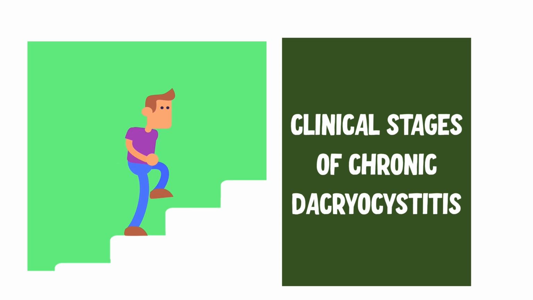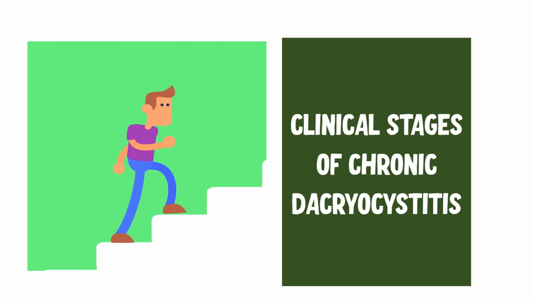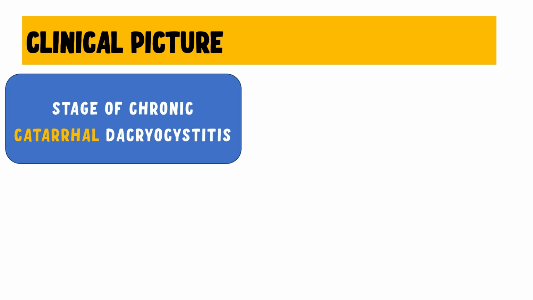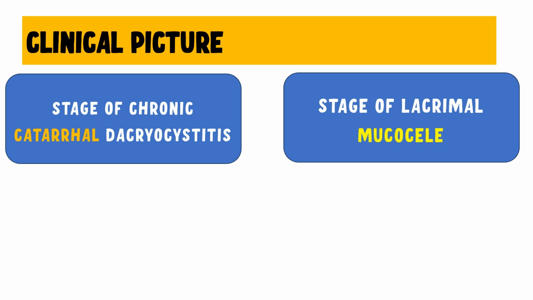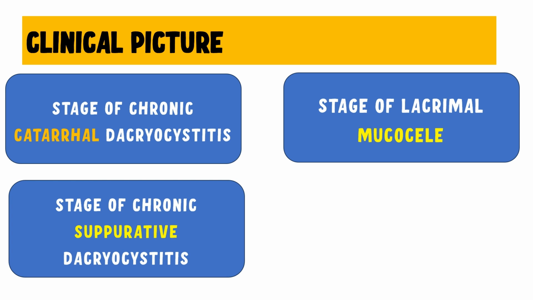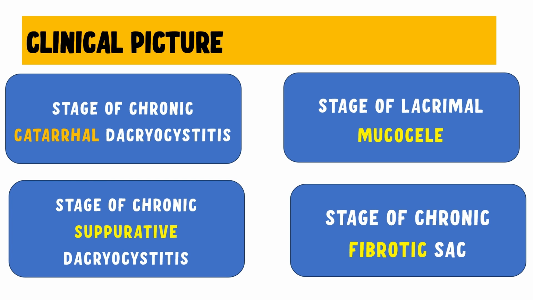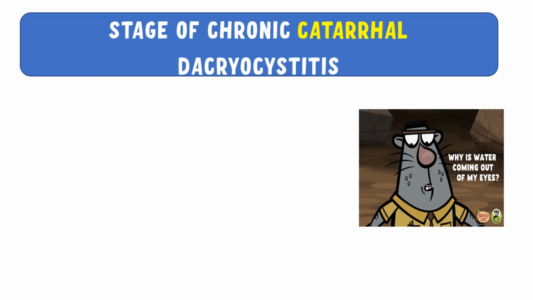Now we are going to study about the clinical stages of chronic dacryocystitis. The clinical stages are basically four. We have stage of chronic catarrhal dacryocystitis, then we have stage of lacrimal mucocele, stage of chronic suppurative dacryocystitis, and then we finally have the stage of chronic fibrotic sac. So we are going to talk about all of these one by one.